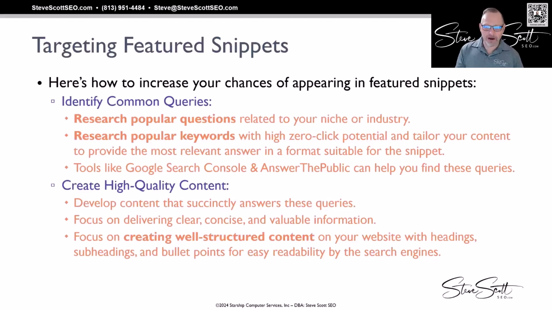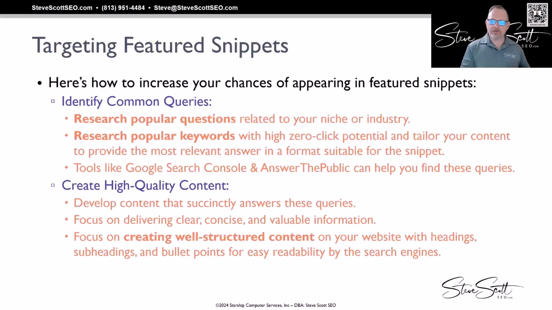In fact, Answer the Public will provide you with a whole list of questions people ask related to a keyword phrase that you're looking for. So you can go to Answer the Public, you can type in a keyword phrase that you want to get found for, and it will spit back out lots of questions that people are asking about your topic area. And then by identifying these common questions, you can do the next thing, which is create high quality content.